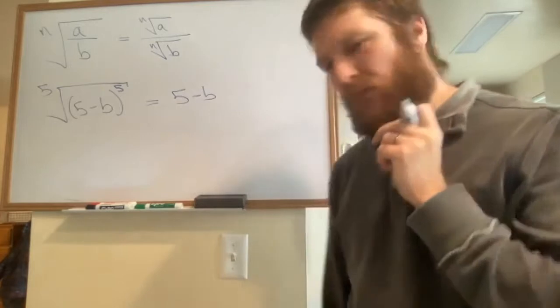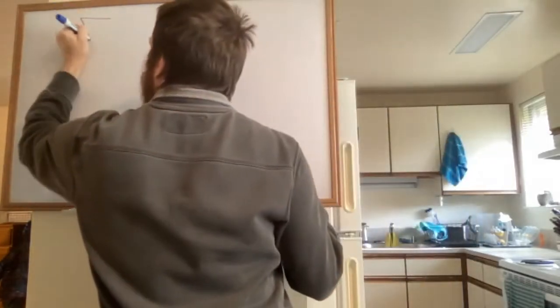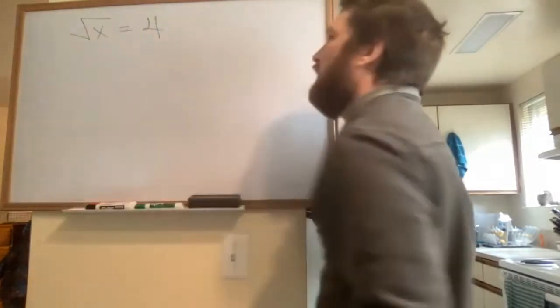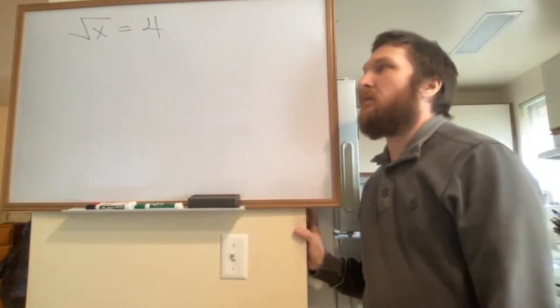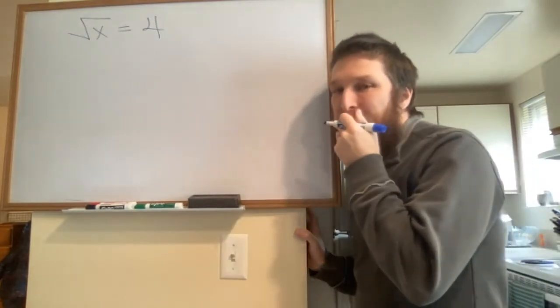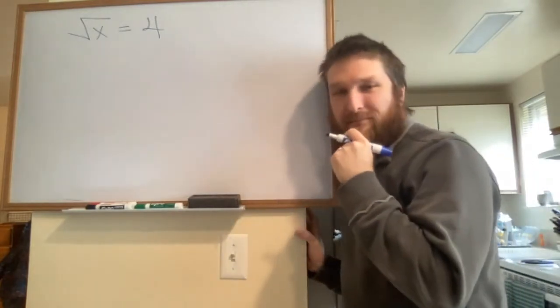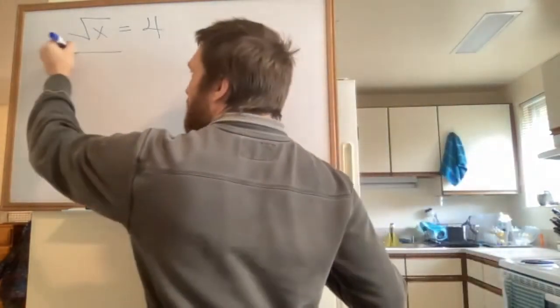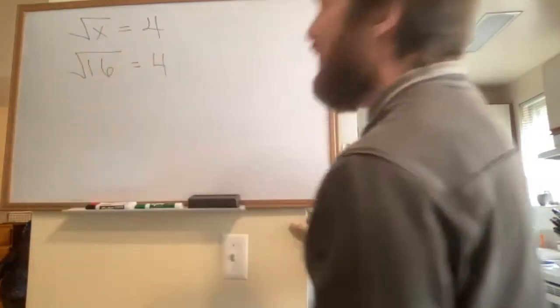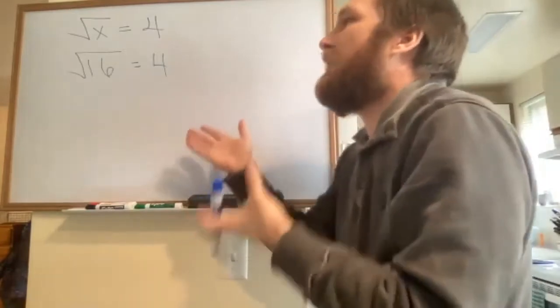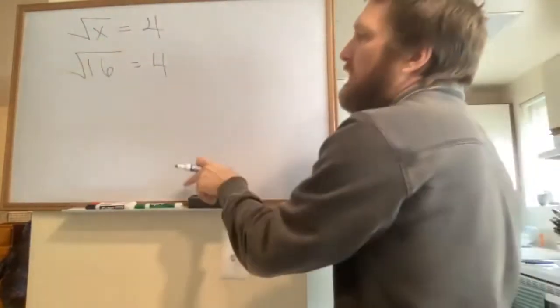Now, real quick, let's solve an equation involving these guys. Okay, I have this equation right here. The square root of some number is equal to 4. What number must that be? 16. It has to be 16, right? And in this case, it's an easy one because you know that the square root of 16 is 4. You know that 4 times 4 is 16. So you could just say, yeah, x is 16.